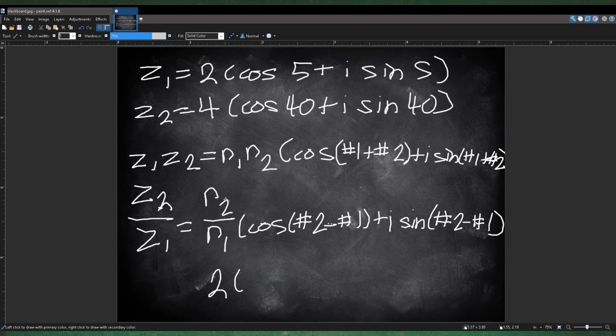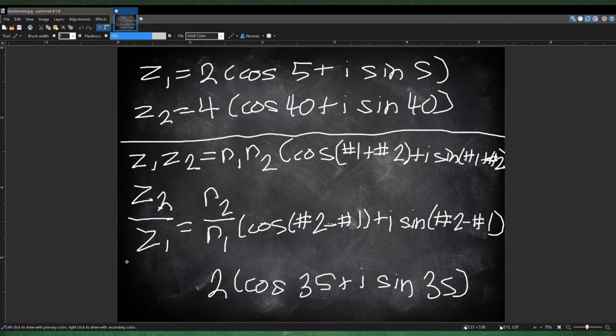So 4 divided by 2 is 2. And 40 minus 5 is 35, which is cosine of 35, plus i sine of 35, since the angle is going to be the same all the time. And then you could put this into decimal using your calculator and multiply this out to rectangular form. So these are the general forms for finding the product and the quotient.